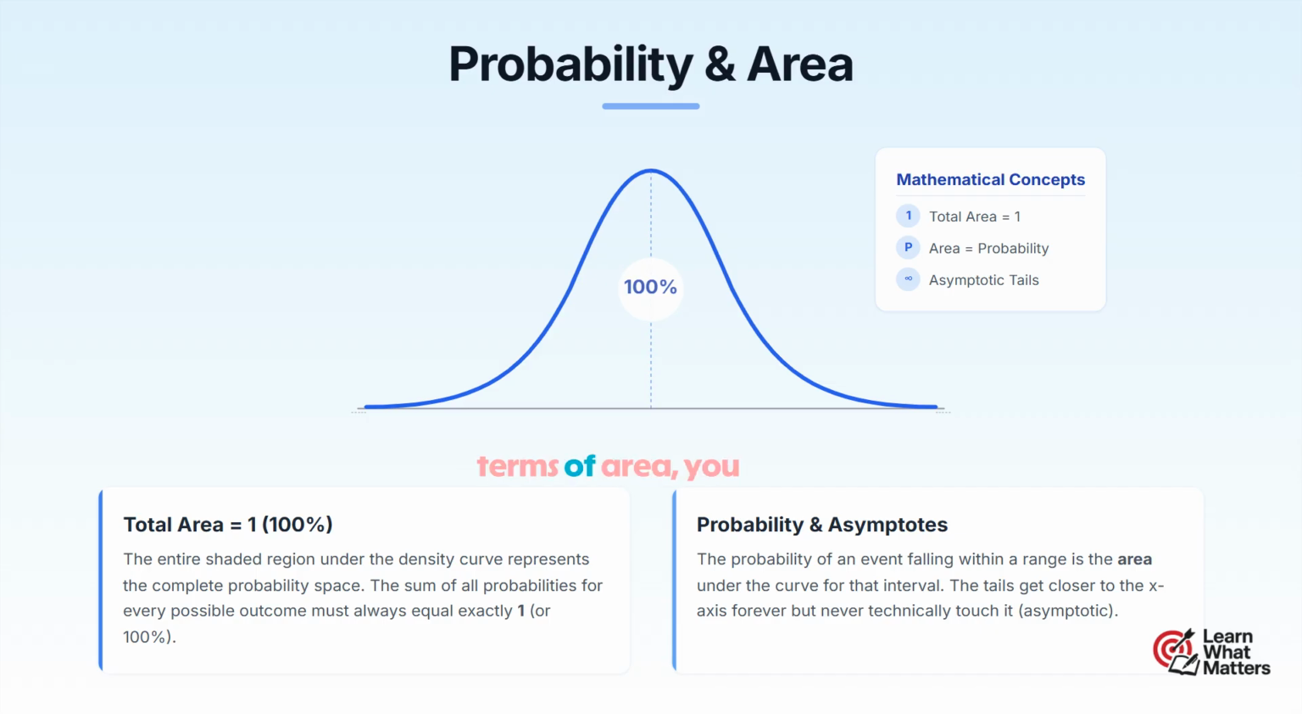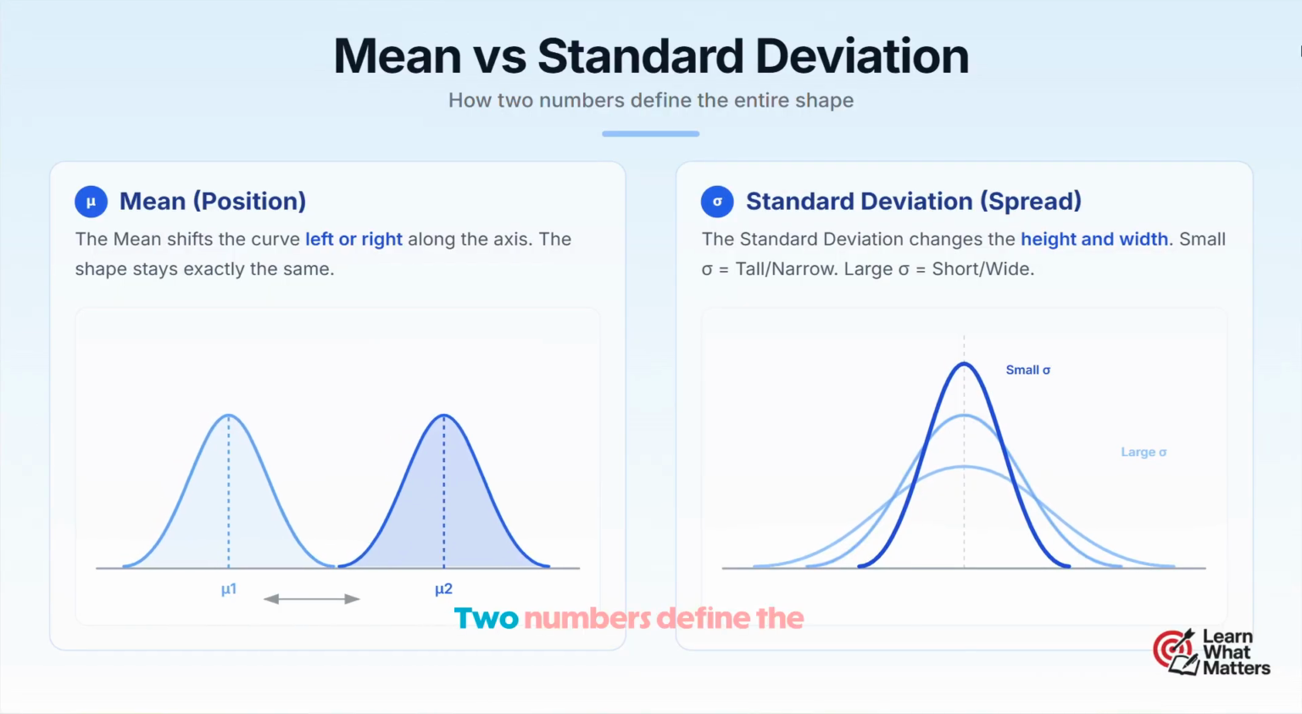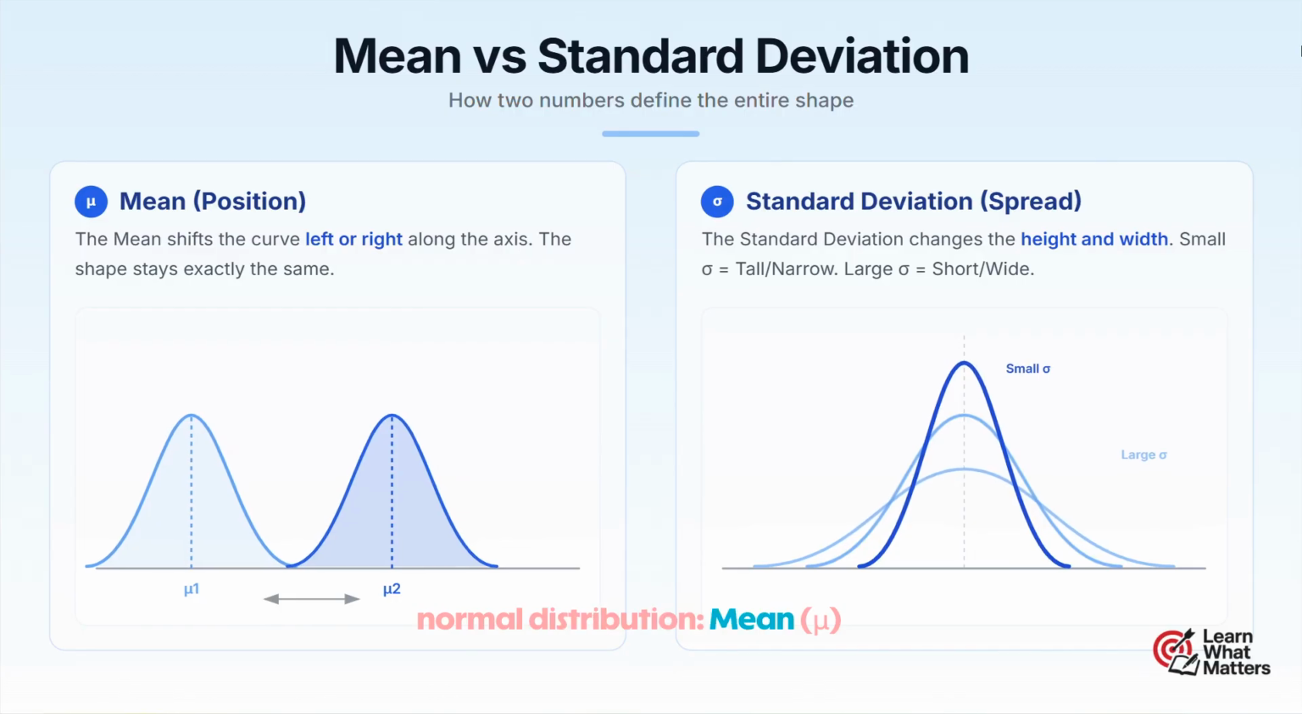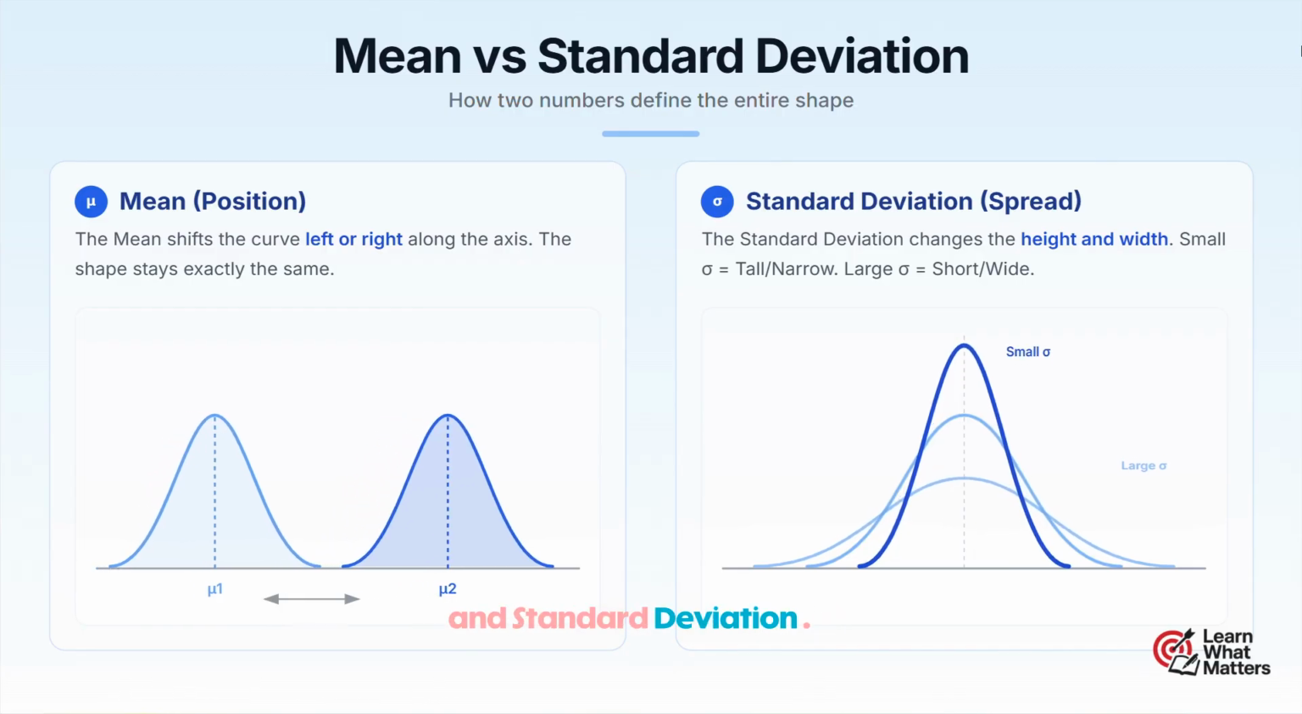When you think in terms of area, you stop treating data as static numbers. You start thinking in probability zones. That's what professionals do. 2 numbers define the entire shape of a normal distribution, mean and standard deviation.